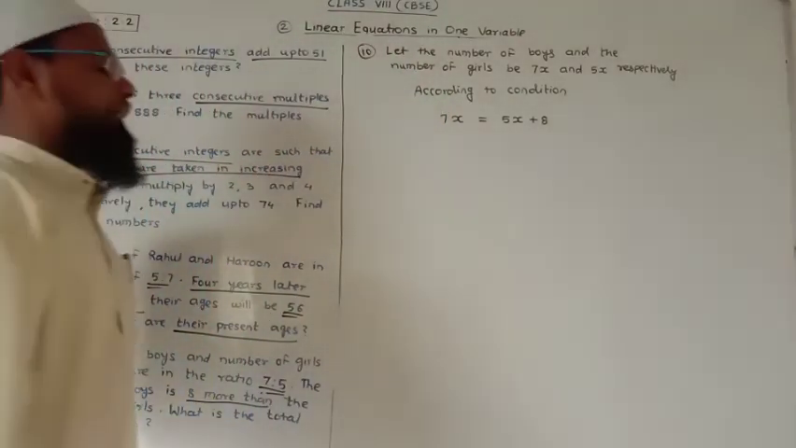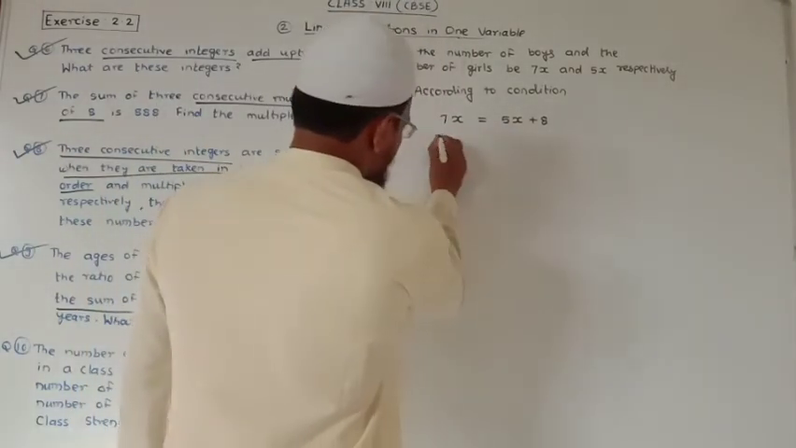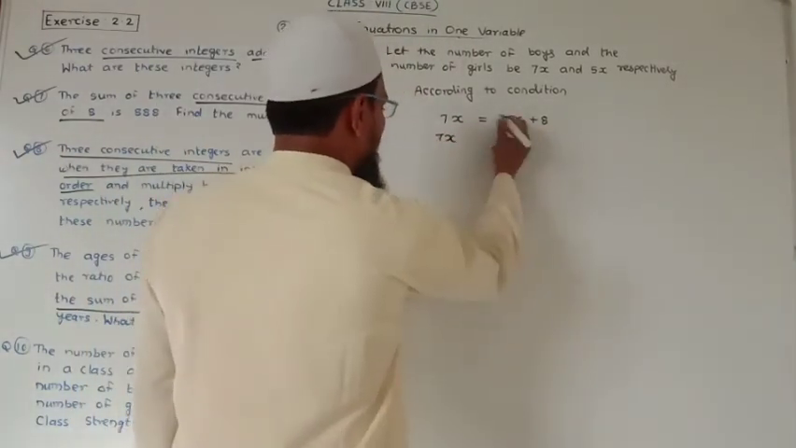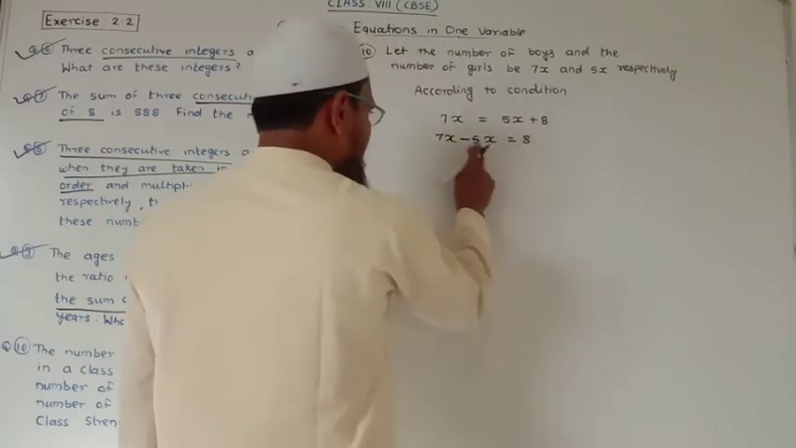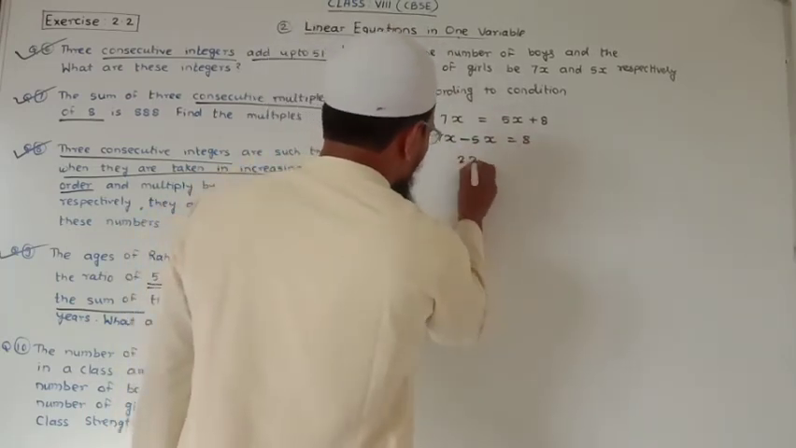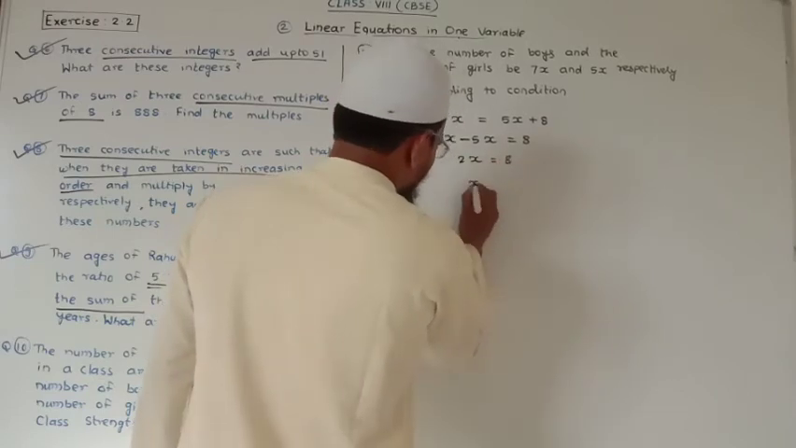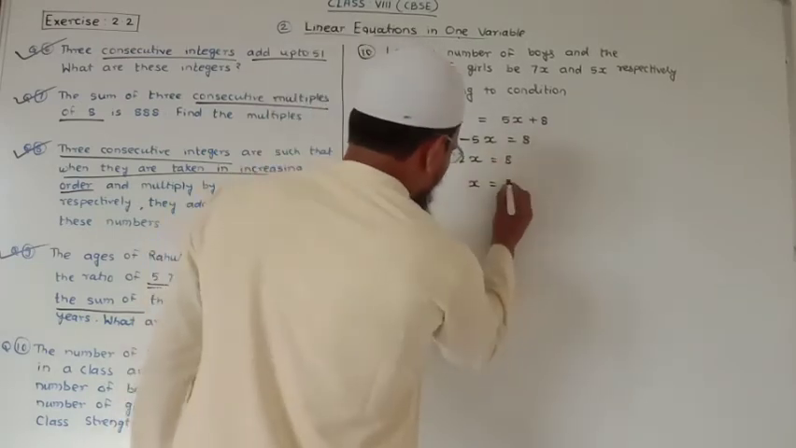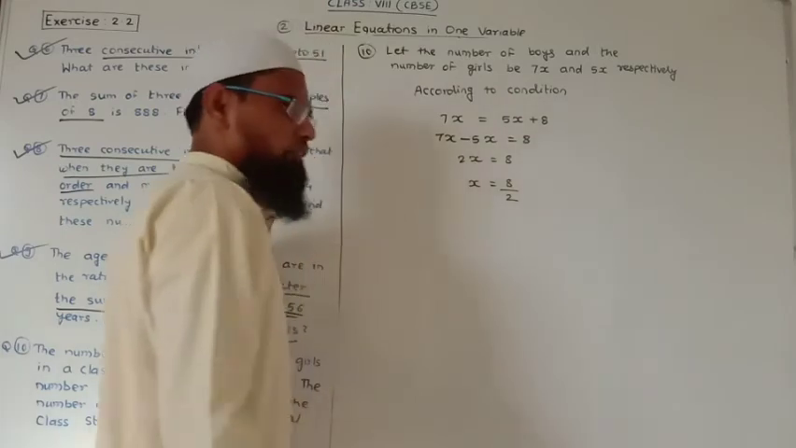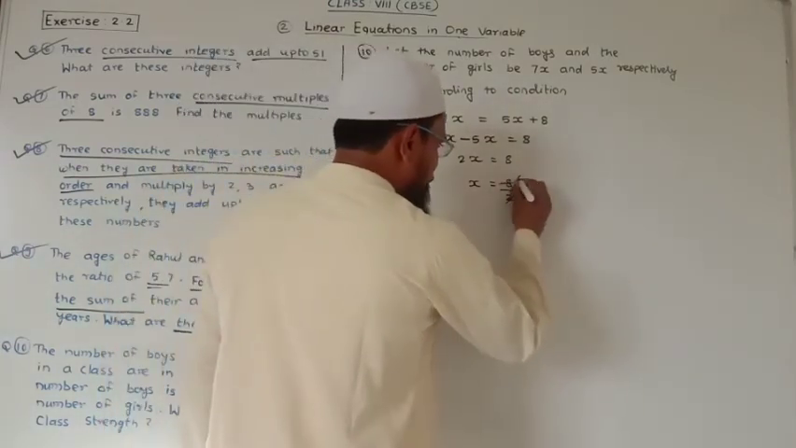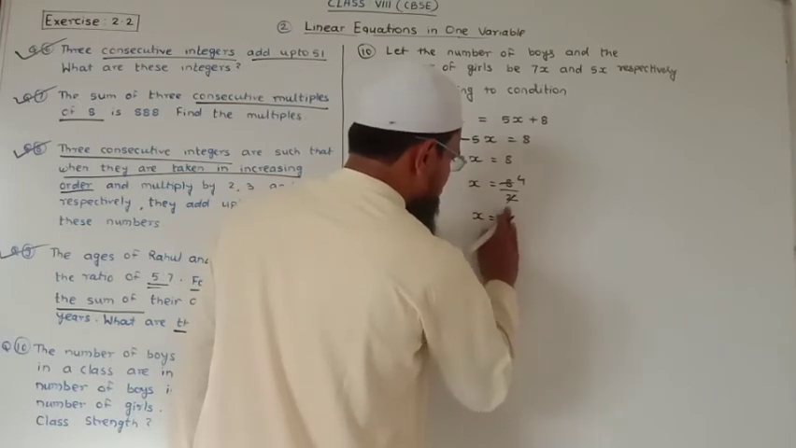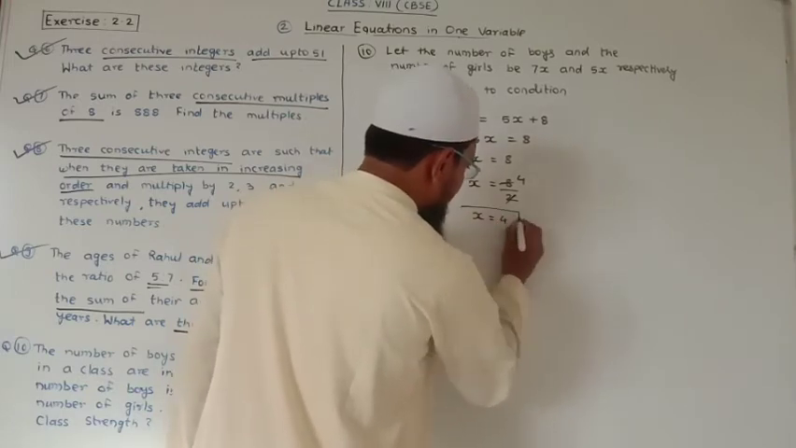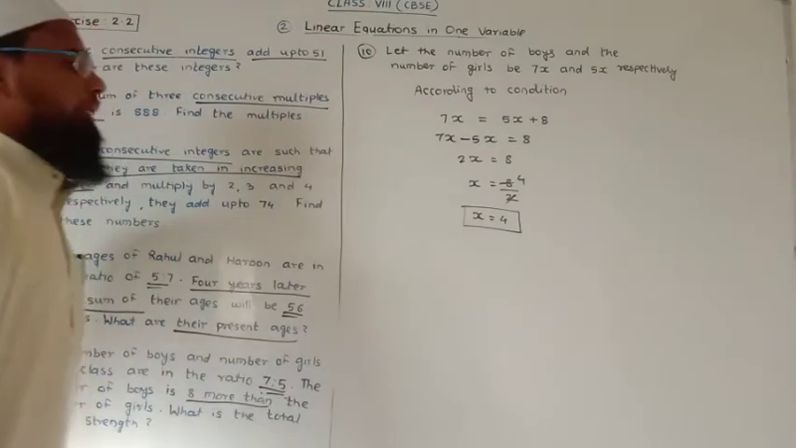Now it is very easy to solve. 7x as it is, and 5x transposed becomes minus 5x is equal to 8. 7x minus 5x is 2x is equal to 8. Then x is equal to 8 upon 2. So 2 ones are 2 and 2 fours are 8. We get the value of x is 4.